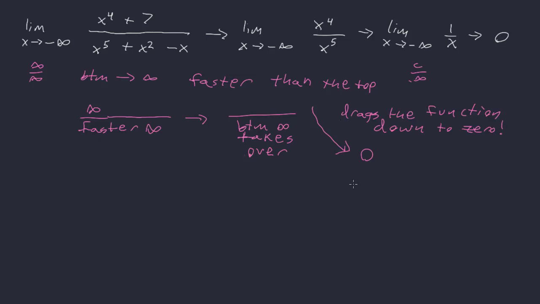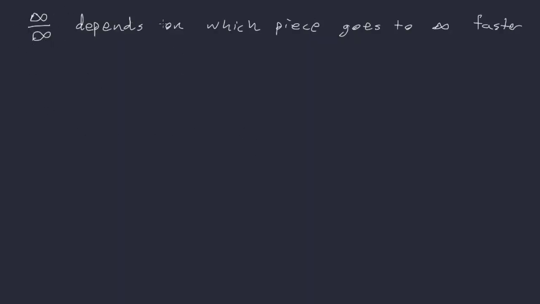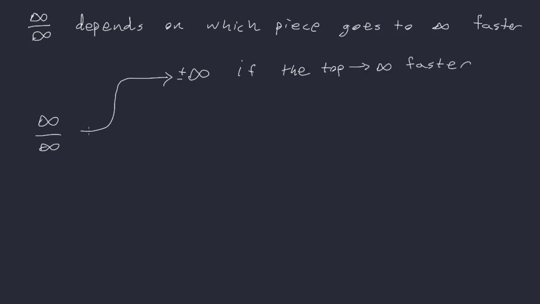Okay? Now these things that we've seen so far are actually always going to happen. However, if you don't want to just memorize that, you can always work through it like we've just done, but that is the pattern that we will always see. All right, so as I've said before, the infinity over infinity case depends on which piece goes to infinity faster. So if we have infinity over infinity, we have a couple of possibilities here. This will go to infinity, plus or minus, of course, if the top goes to infinity faster. On the other hand, infinity over infinity will get shrunken down to 0 if the bottom goes to infinity faster.